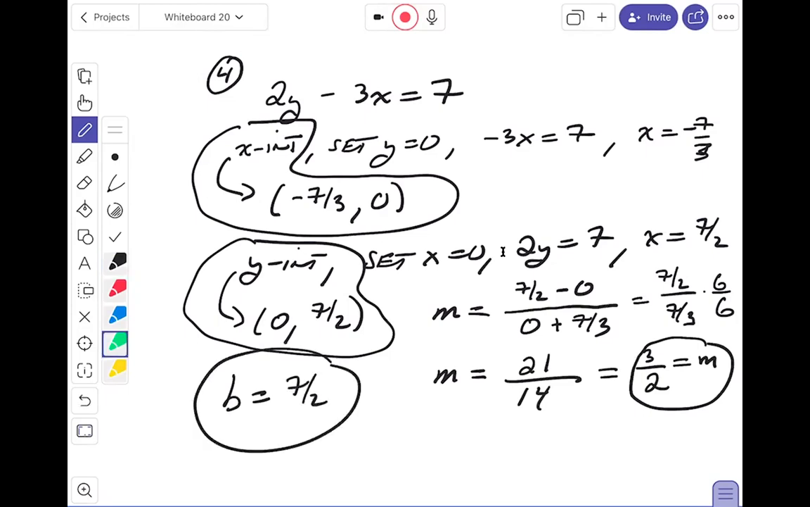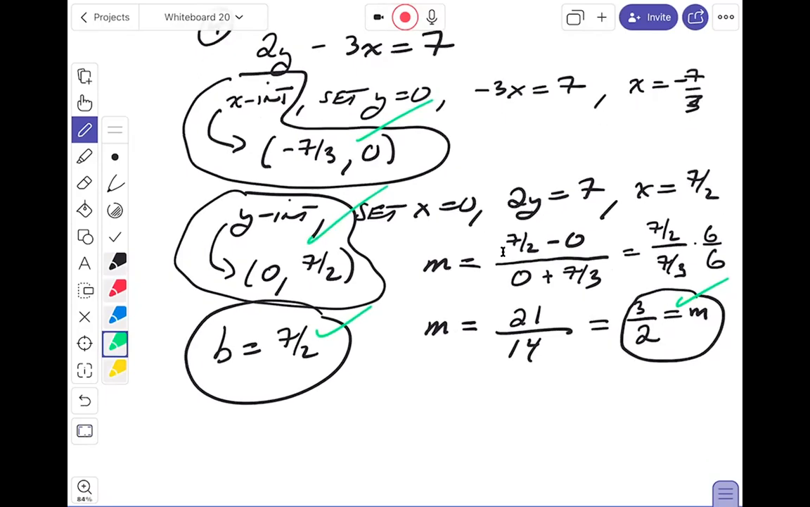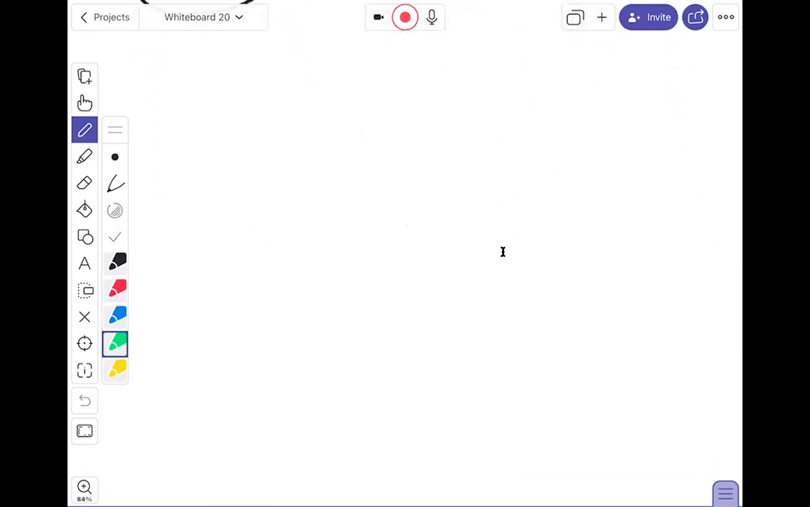I just want to go to the answer key and see if I have those answers down. I have the m, 3/2. I have the b, 7/2. I have the x-intercept, which is minus 7/3, 0, and the y-intercept, which is 0, 7/2. I want to do it differently, though. So I'm going to do problem number 4 all over again. This is my preferred method.